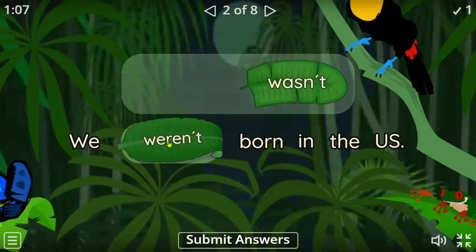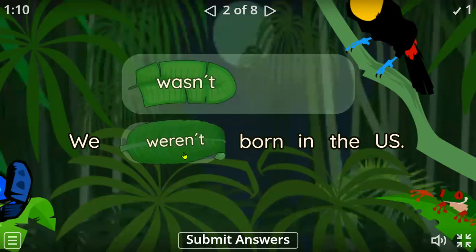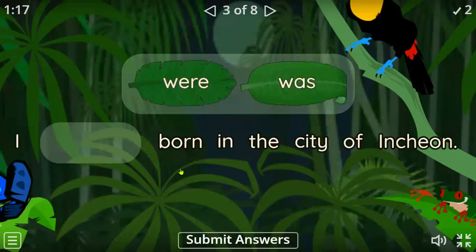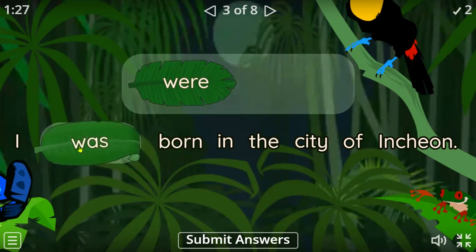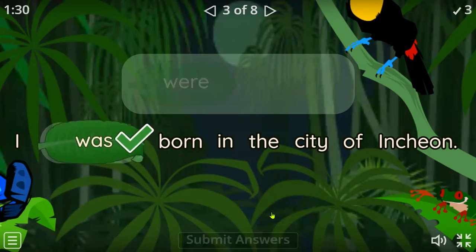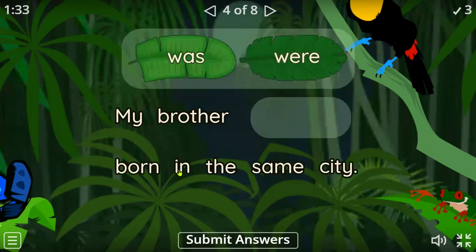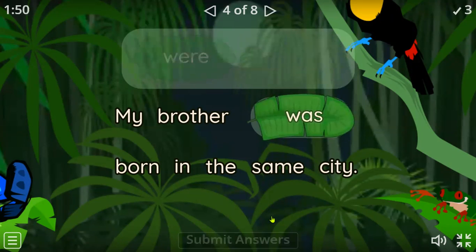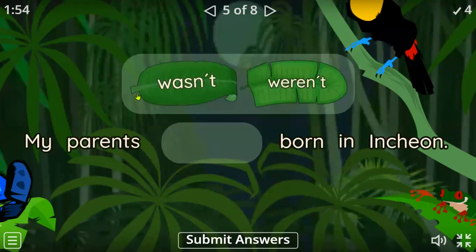We weren't born in the U.S. Okay, let's check. We weren't. Correct. Okay, very good. Next one. I was born in the city of Israel. Okay, I don't know what that city is, but it's correct. No sé dónde está. No idea. It's weird. Okay, next. My brother was born in the same city. Okay, my brother was born. Okay, correct. Very good. Next.